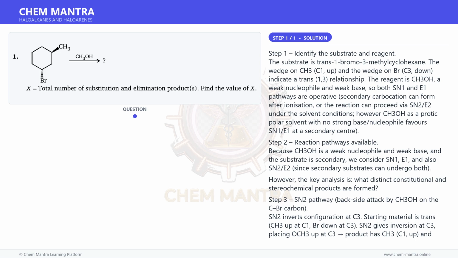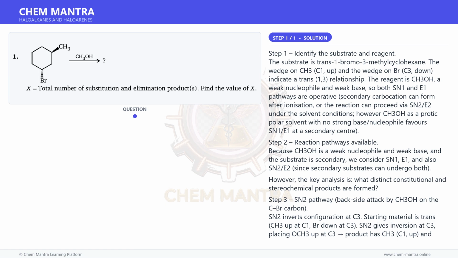The substrate is trans-1-bromo-3-methylcyclohexane. The wedge on CH3, C1 up, and the wedge on Br, C3 down indicate a trans 1-3 relationship. The reagent is CH3OH, a weak nucleophile and weak base, so both SN1 and E1 pathways are operative. A secondary carbocation can form after ionization, or the reaction can proceed via SN2 or E2 under the solvent conditions. However, CH3OH as a polar protic solvent with no strong base or nucleophile favors SN1/E1 at a secondary center.